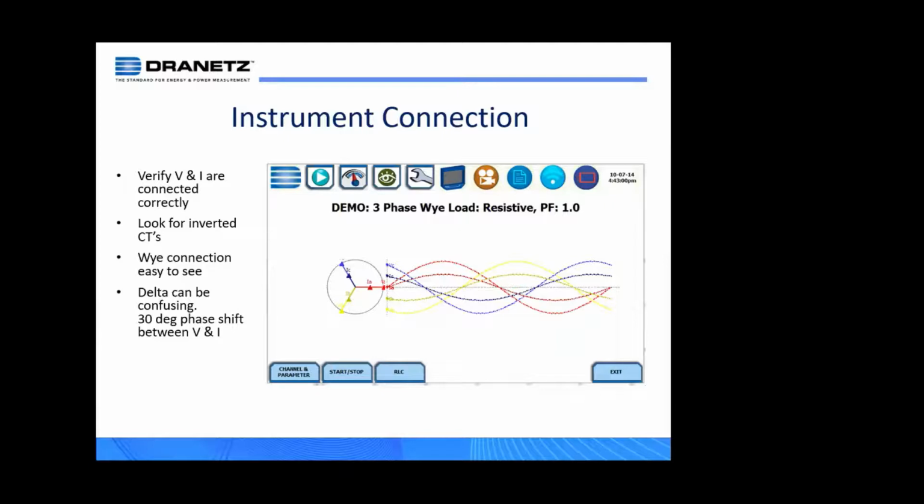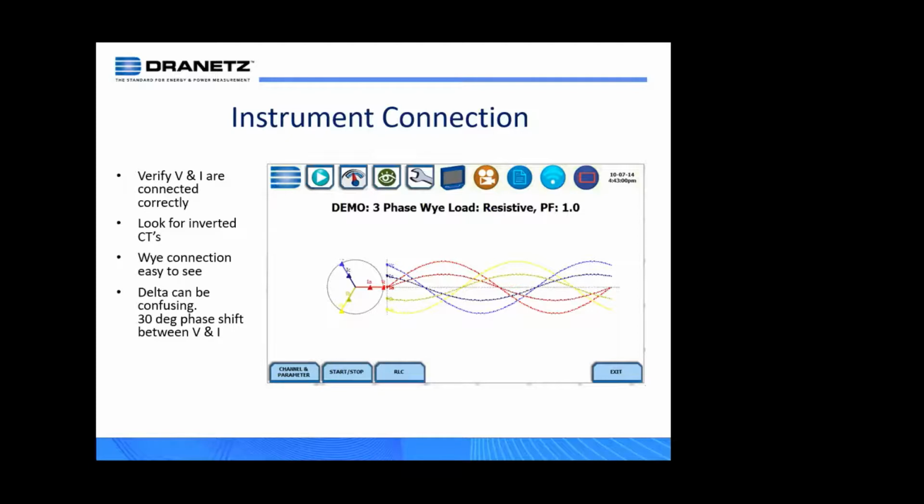All CTs, or current probes, have polarity markers. Some have arrows, some have X1, X2, but they all have some type of polarity marker. Sometimes you don't always observe the right polarity, and as a result, you have an inverted CT issue. Now, it won't show up in your current amplitude reading. In fact, if the CT is on reversed or not, your current amplitude is going to be unaffected. So you're not going to go to a meter screen and see a negative sign next to an amperage reading.